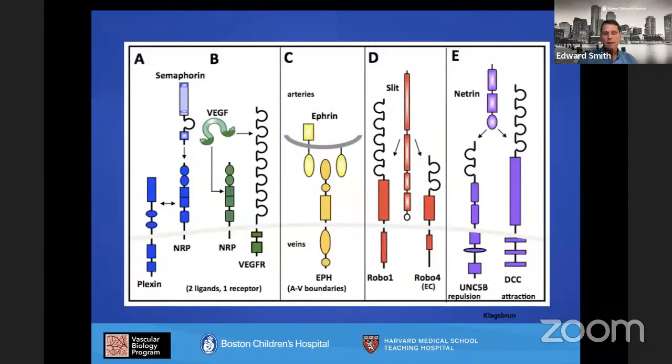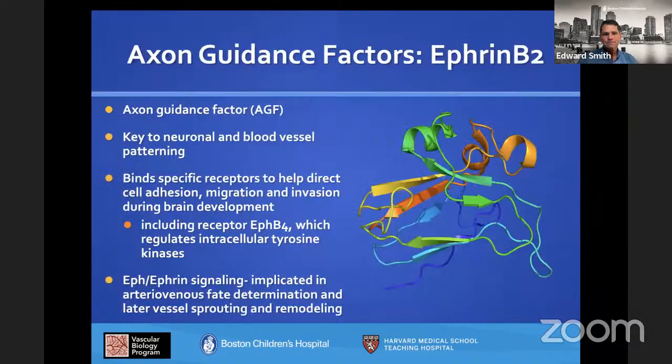These are some of the canonical proteins, and I want to focus a little bit today on this one called ephrin, and there's a whole bunch of different ephrins, but these are the guys that are involved in blood vessel growth. And again, these are critical to neuronal and blood vessel patterning. They bind to specific receptors, and they really are involved in vessel sprouting and remodeling.